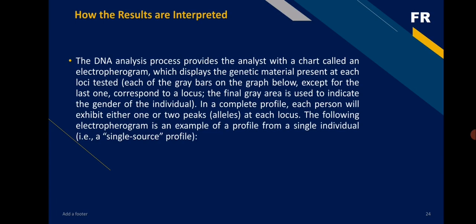The DNA analysis process provides the analyst with a chart called an electropherogram, which displays the genetic material present at each locus tested. Each of the gray bars on the graph that will be shown in the next slide, except for the last one, corresponds to a locus. The final gray area is used to indicate the gender of the individual. In a complete profile, each person will exhibit either one or two peaks, known as alleles, at each locus. The following electropherogram is an example of a profile from a single individual, a single source profile.